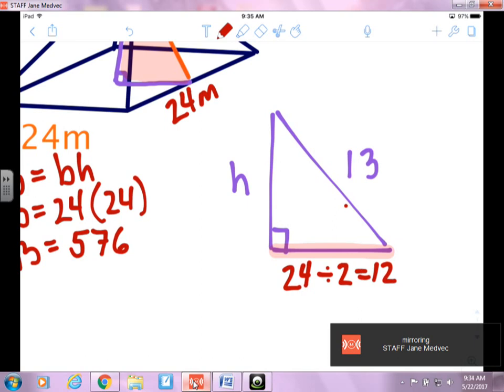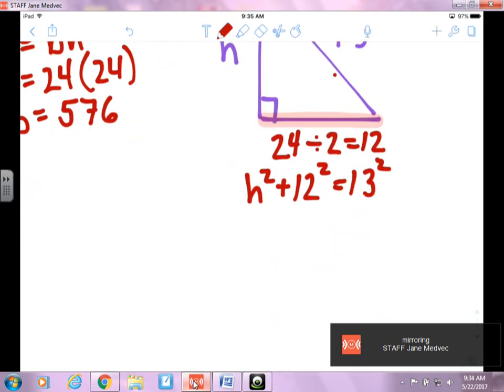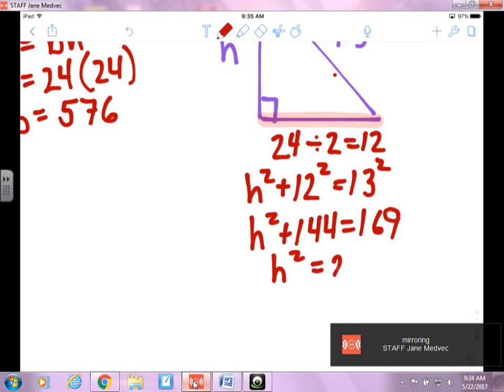So now to find the height, I'm going to use that trusty tool, the Pythagorean theorem. So I'm going to go h squared plus 12 squared equals 13 squared. h squared plus 144 is 169. h squared gives me 25. And of course, I square root it to get rid of that 2. So h equals 5.